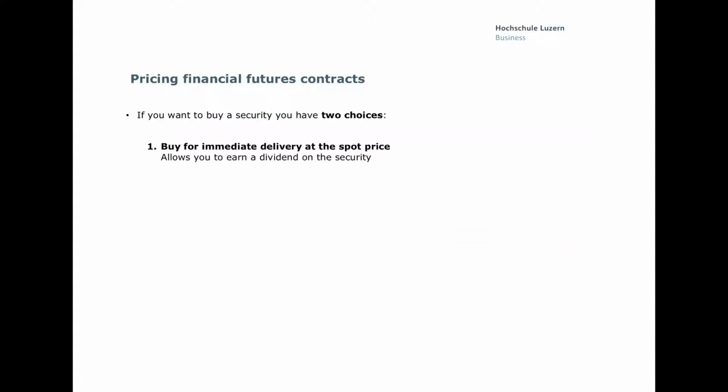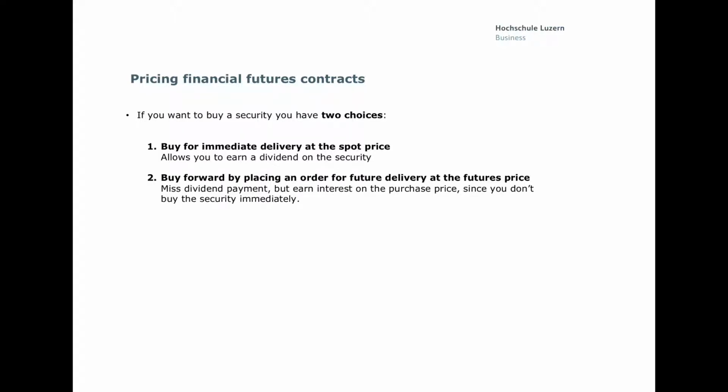If you want to buy a security, you have basically 2 choices. The first and probably most natural choice is that you buy the security, for instance a stock, for immediate delivery at the current spot price. This means you're the legal owner of the stock and thus have a claim to dividend payments.